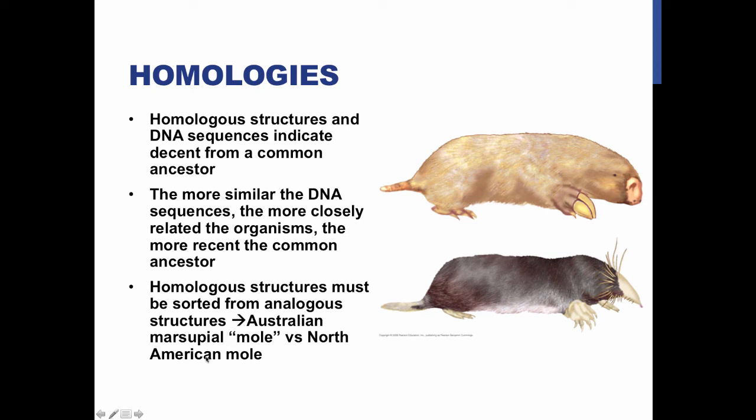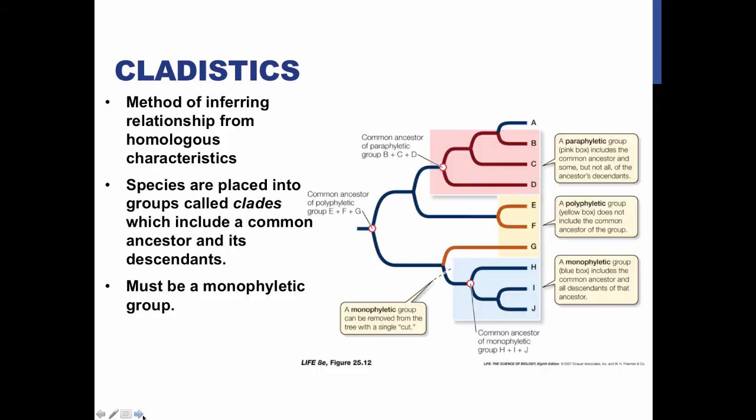The marsupial mole is going to be more related to the other marsupials in Australia than they are to that American mole. And so this method of inferring the relationship from homologous characteristics is called cladistics, and we group species into clades, which are the common ancestor and then their descendants. But the goal at the end is to have a monophyletic group. So a monophyletic group here, we've got a common ancestor and then all of their descendants.